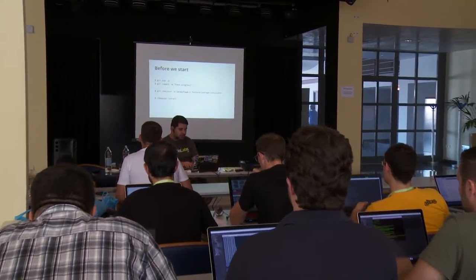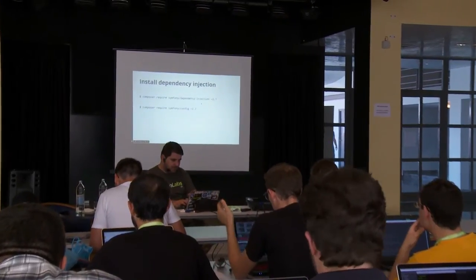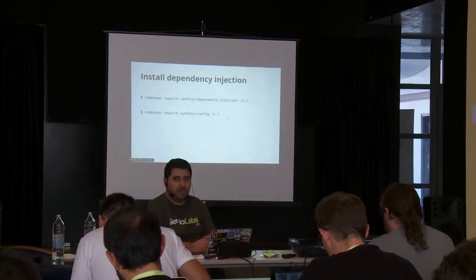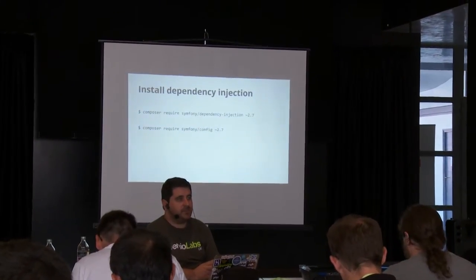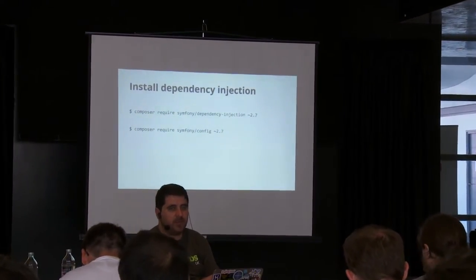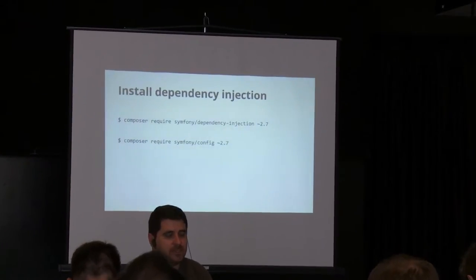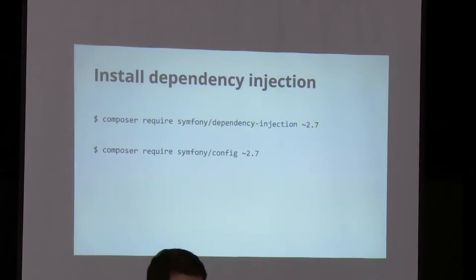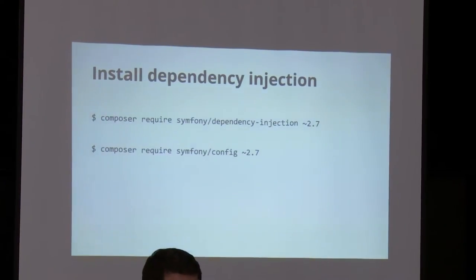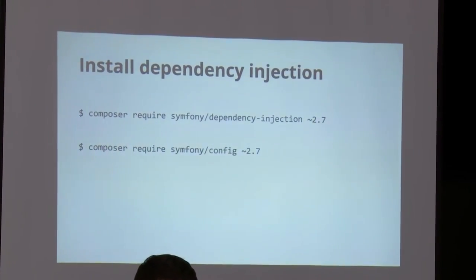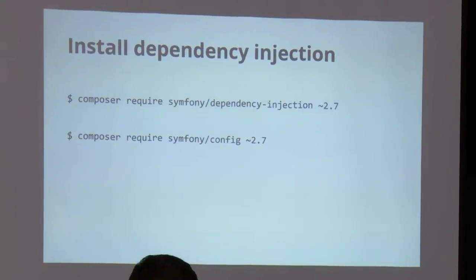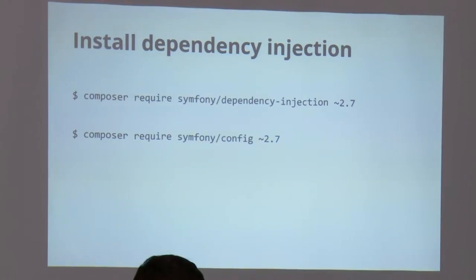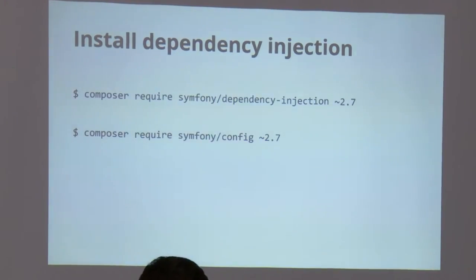Okay, ready? So the first thing we have to do is install dependency injection. Composer is an awesome tool to automate requirements for your packages. So you just need to run those two commands. It will install the dependency injection component and a Symfony configuration component, which we use to define our services.